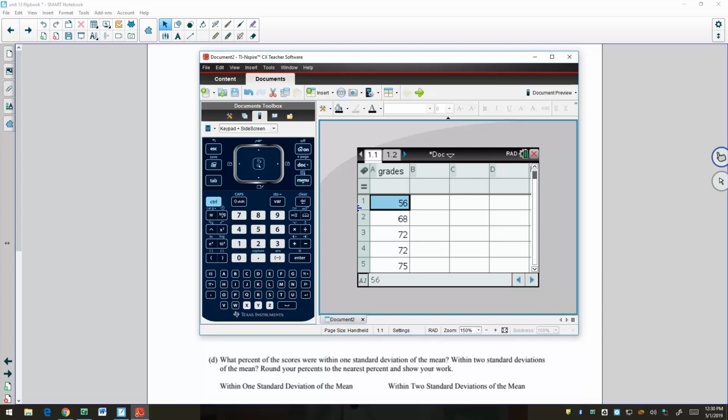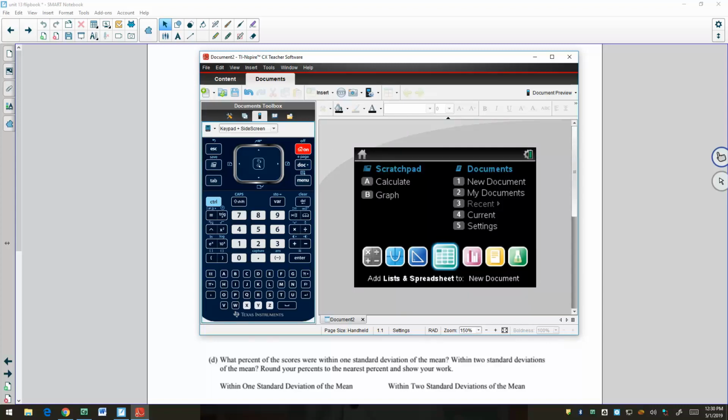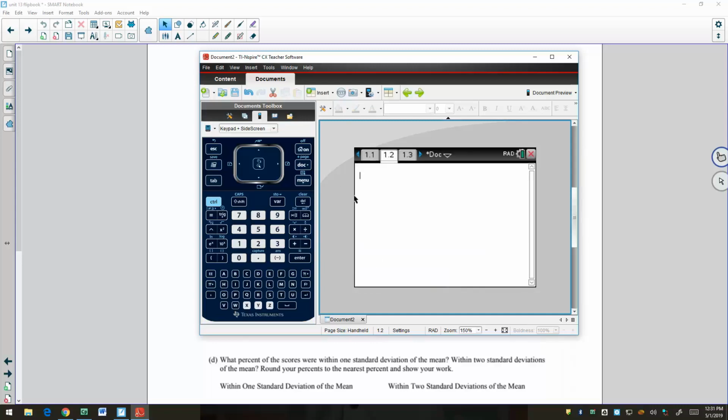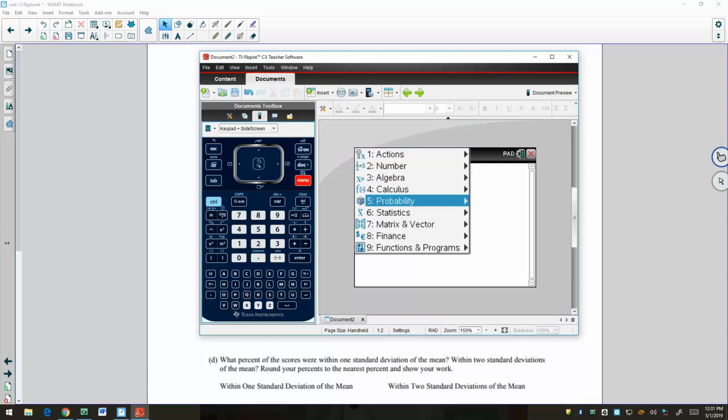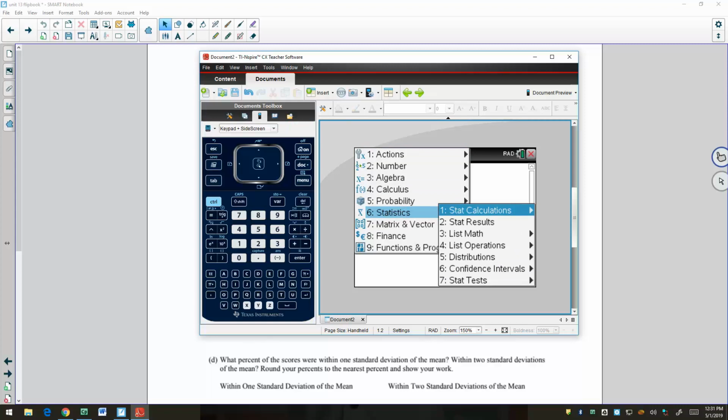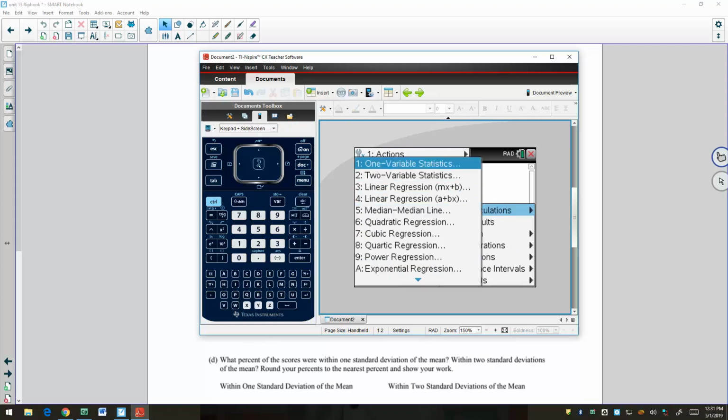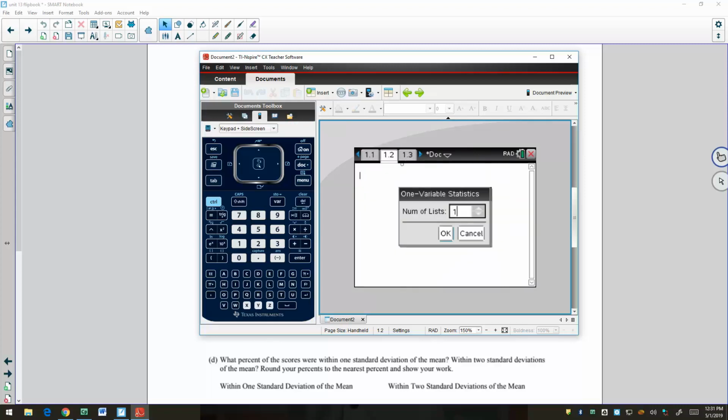Then, this is important, you need to go back to the home screen and you're going to go over here to the calculator button, the first one that looks like multiplication, division, addition, subtraction. And you might want to make a note to yourself on this right on your flip book. You're going to hit Menu, number 6, because it's statistics, number 1, and number 1 again, because we're only using one variable. We are only using one list, so you hit OK.